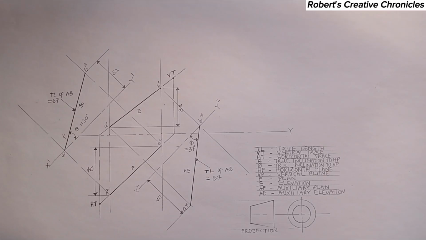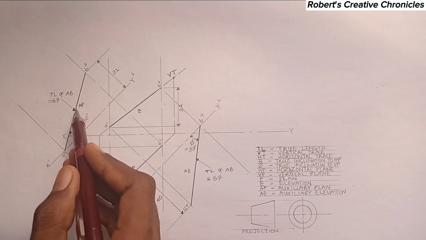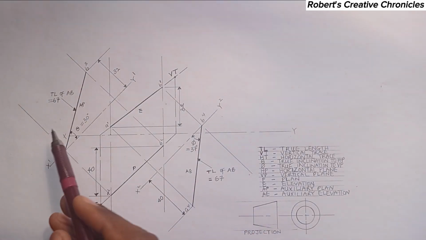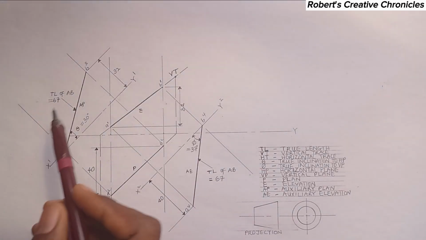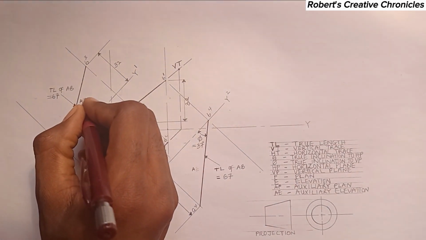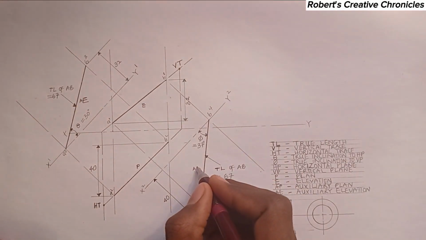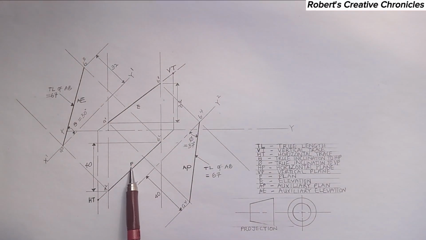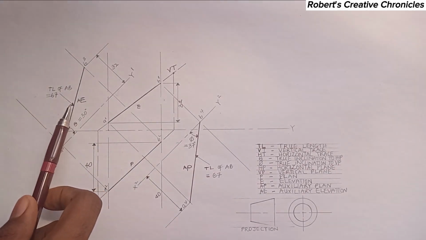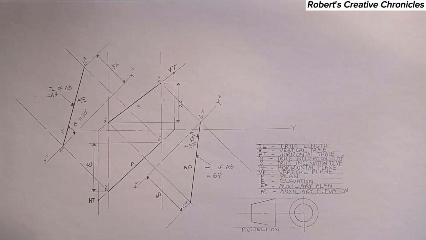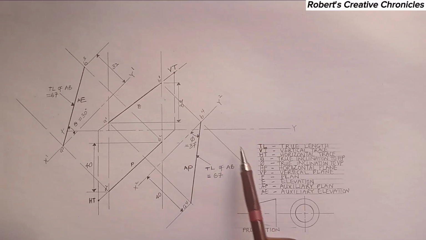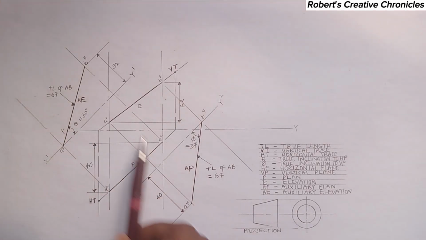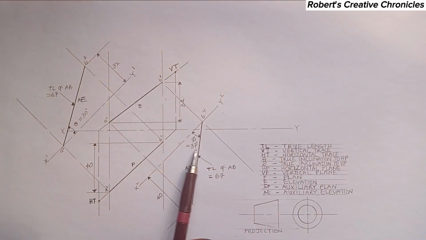And note that this one is the auxiliary elevation, not auxiliary plan, and this one is the auxiliary plan, not auxiliary elevation, because you know that when you project this plan, you will get an elevation, not a plan. So this one is the auxiliary elevation and this one is the auxiliary plan. Because when we project this plan, we will get another elevation, which is called the auxiliary elevation. And when we project this elevation, we will get another plan, which is called the auxiliary plan. So this one is the auxiliary elevation and this one is the auxiliary plan.